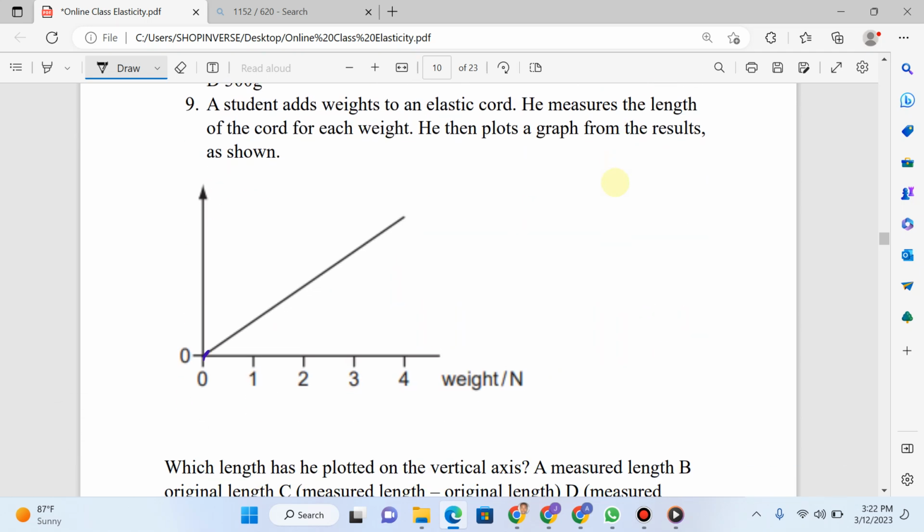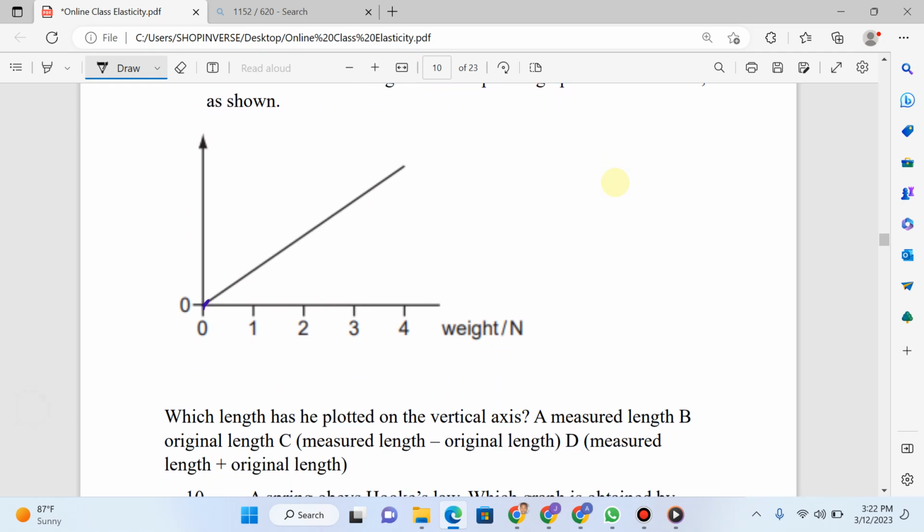Number 9, a student adds weight to an elastic cord. He measures the length of the cord for each weight. He then plots a graph from the results as shown. Which length has he plotted on the vertical axis? Since the graph is starting from the origin 0, 0, it means what is on the vertical axis is the extension. Do not forget that the extension is equal to the difference between the measured length and original length.